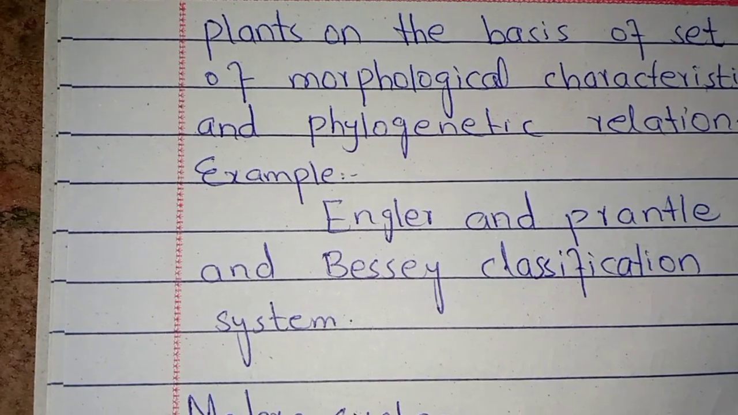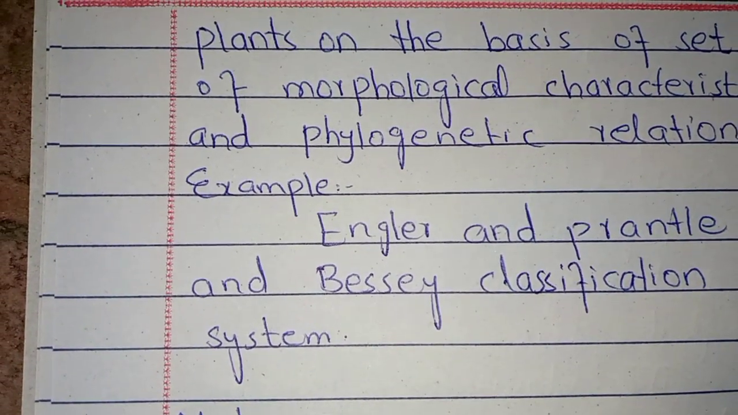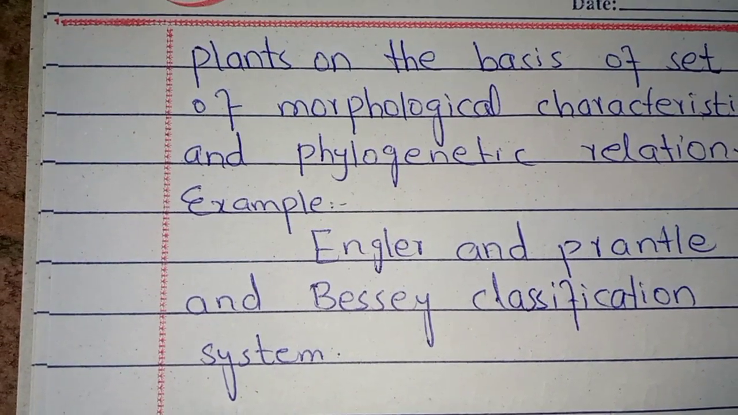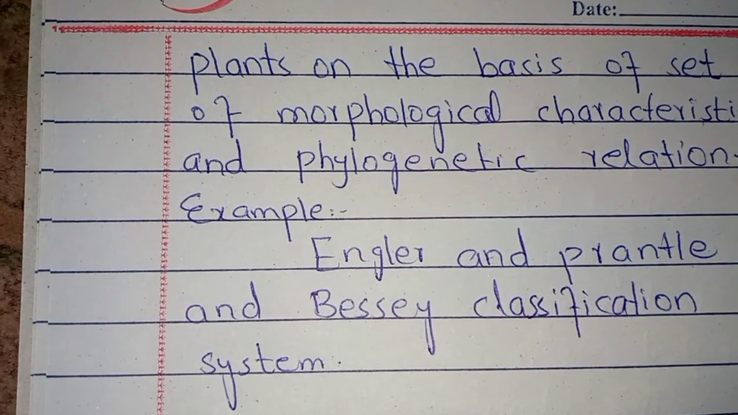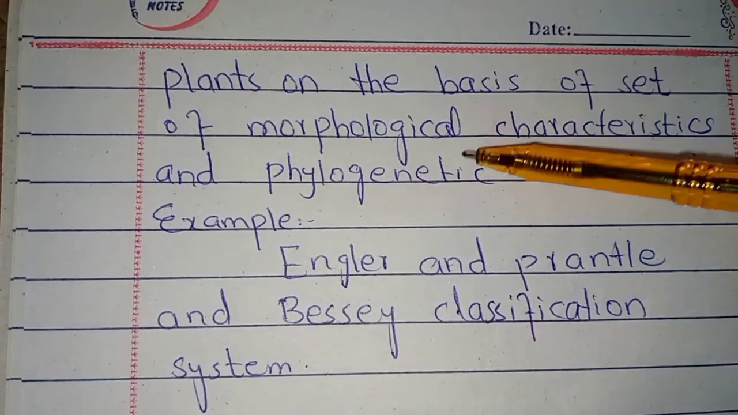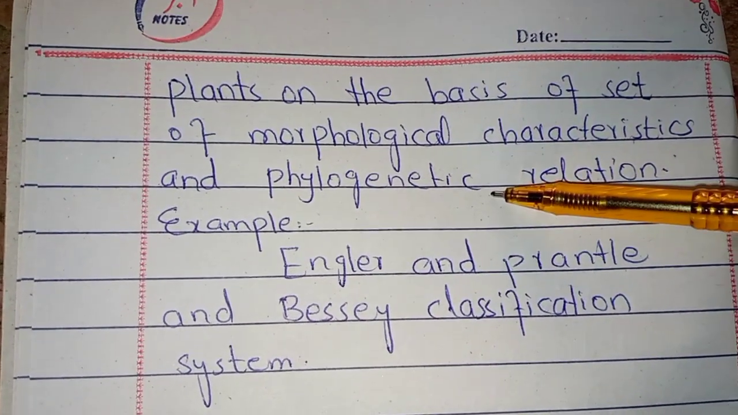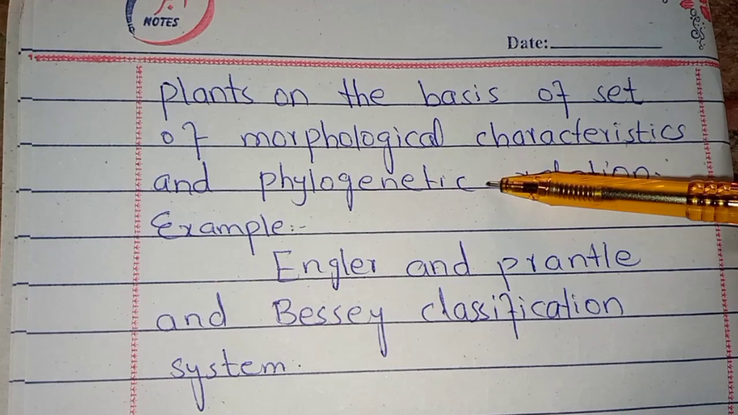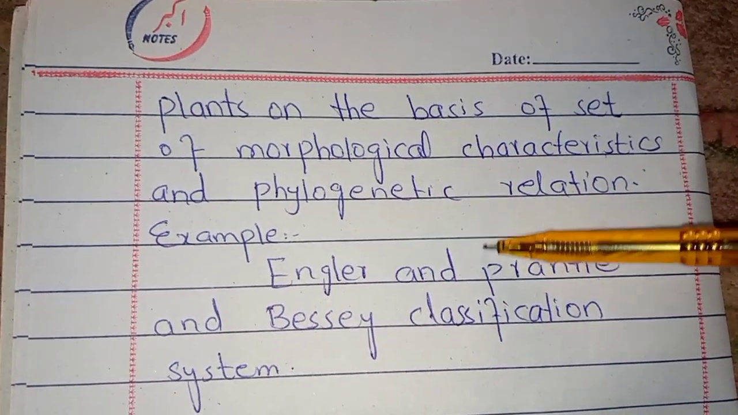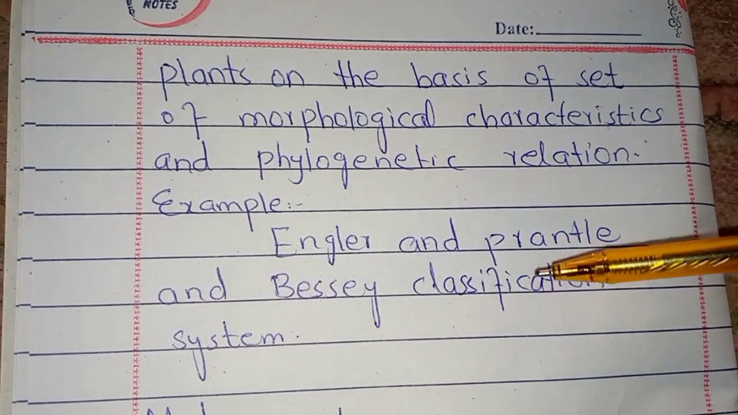Number three is the phylogenetic system of classification. The classification system which groups plants on the basis of a set of morphological characteristics and phylogenetic relation is called the phylogenetic system of classification. In this type of classification, we do not see only the morphological characters, but we also see the phylogenetic relationship, meaning what type of relation one plant has to another plant. Examples are the Engler and Prantl classification system and the Bessey classification system.